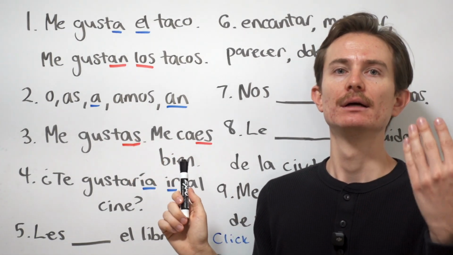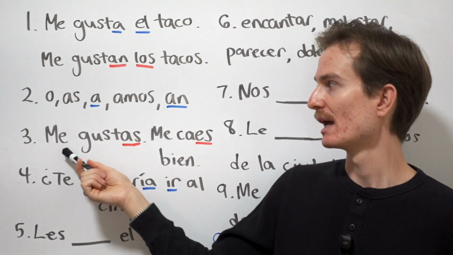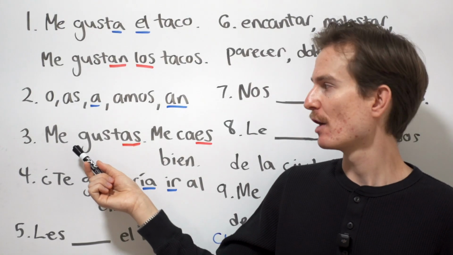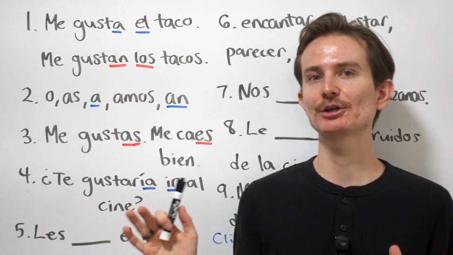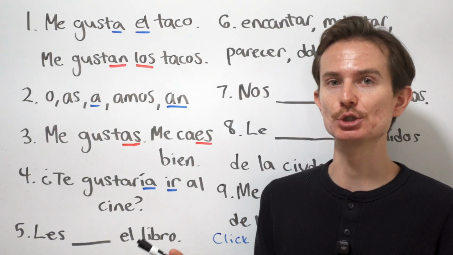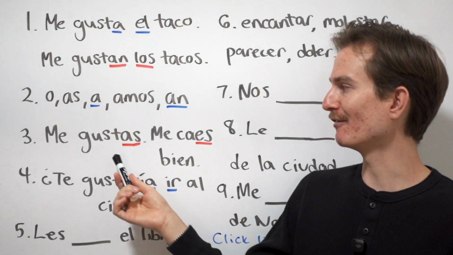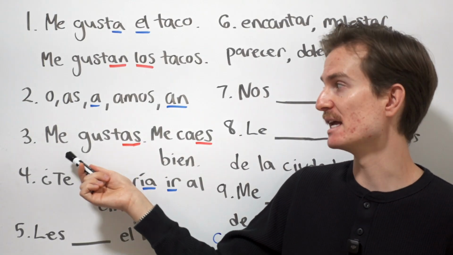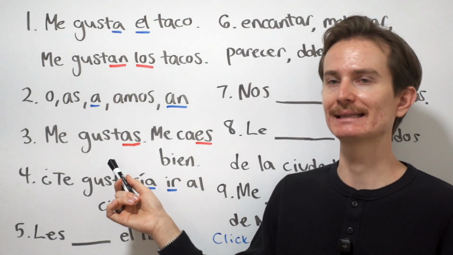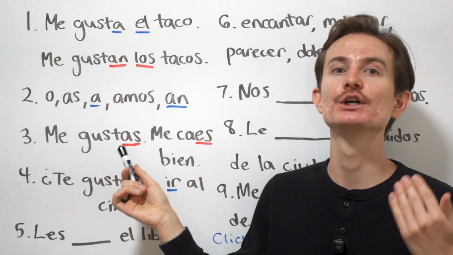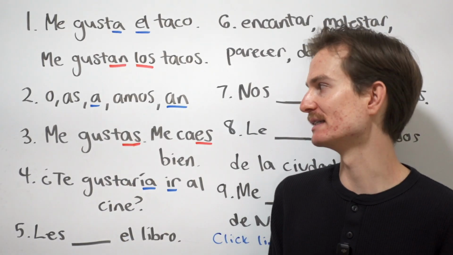Okay, now here is an example for you. Number 3, we have me gustas. Okay, so if we use that translation of to be pleasing to or to please, here we have you please me, which might sound a little bit weird, but in English we would translate this as I like you or you are pleasing to me.